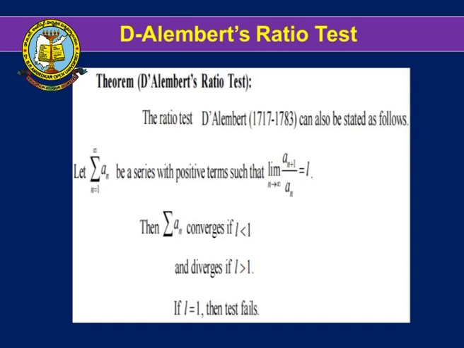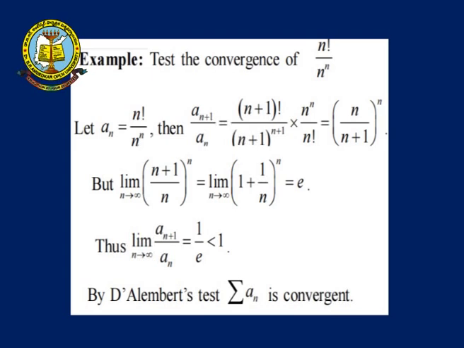If L is greater than 1, the series is divergent. If L is equal to 1, the test fails. Now, as an example, let us test the convergence of n factorial by n to the power of n.